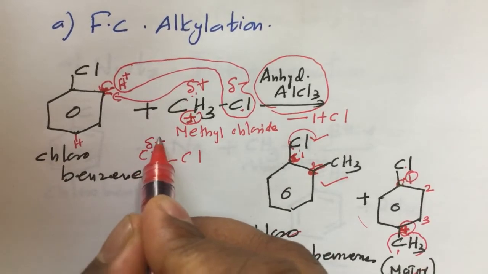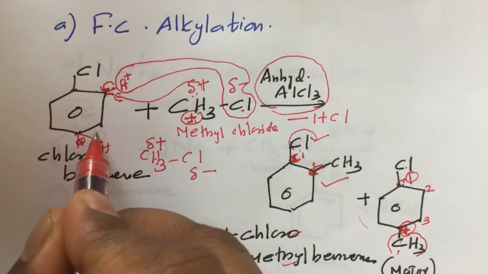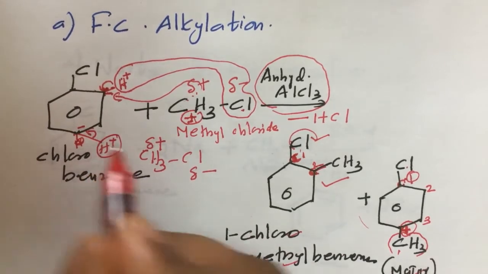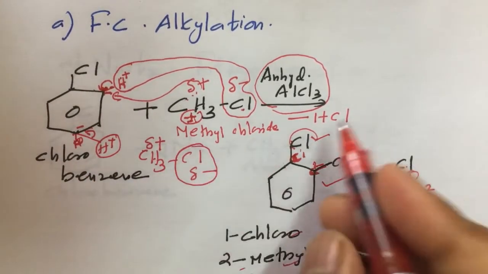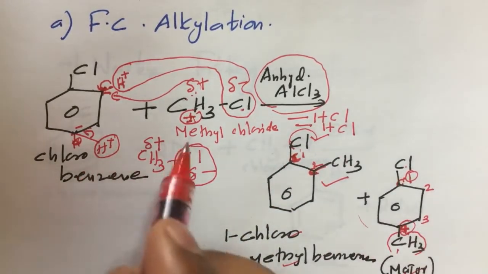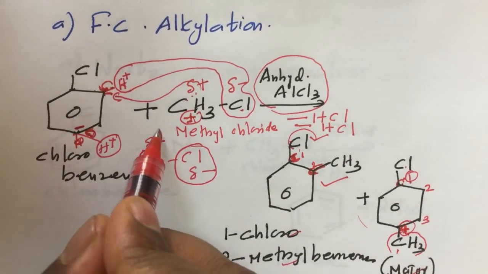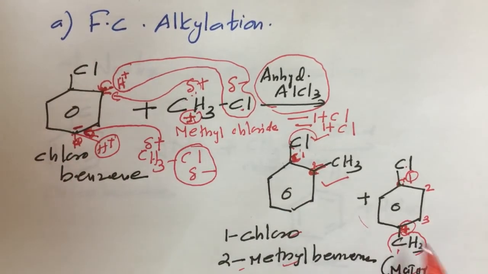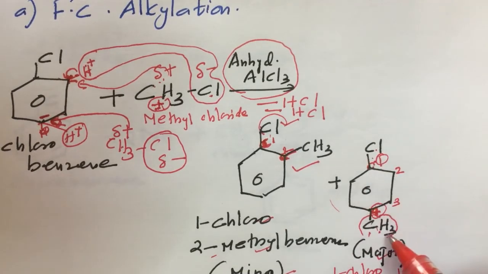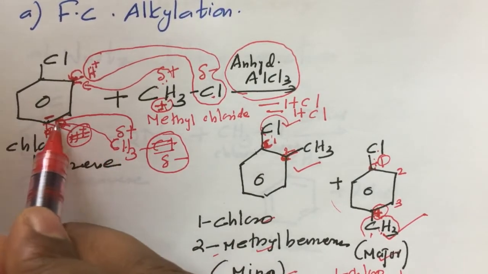Then at the para position, one more CH3Cl will react. CH3Cl we can write like this: delta positive, delta negative. Then listen here, the electron from H will first shift to this carbon and this carbon becomes negative, then H becomes plus. This H plus and Cl minus again form the same byproduct, HCl, the second molecule of HCl. Now after shifting this electron, there is a negative charge, and to this negative charge CH3 plus will add, and form the major para product, 1-chloro, 4-methyl benzene. H and Cl are removed, and CH3 adds at the para position.